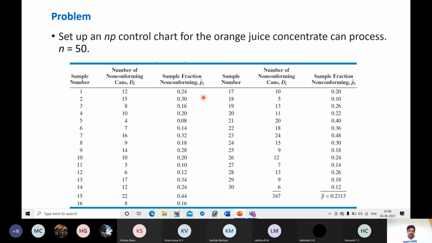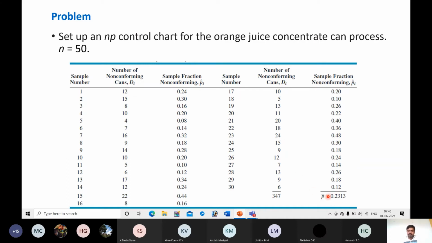So 12 by 50, 0.24, next 15 by 50, 0.30, like that. So it is the same as the previous problem. You have to find out the sample fraction non-conforming. Then if you add all these values and divide it by 30, that is n, you will get P bar. Okay, so that is the average of the sample fraction non-conforming.